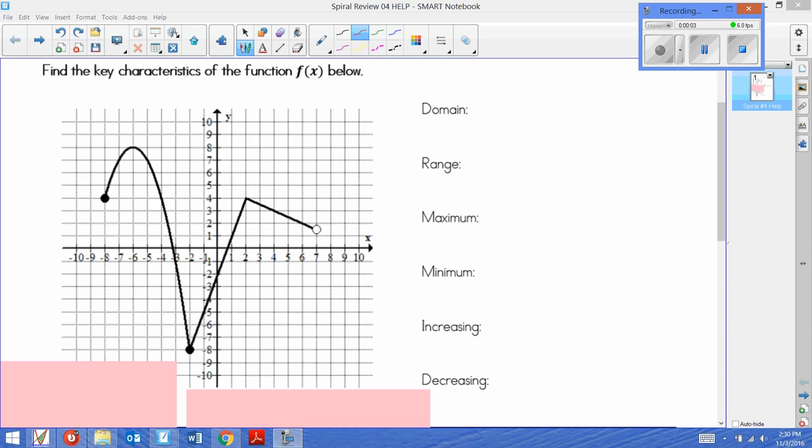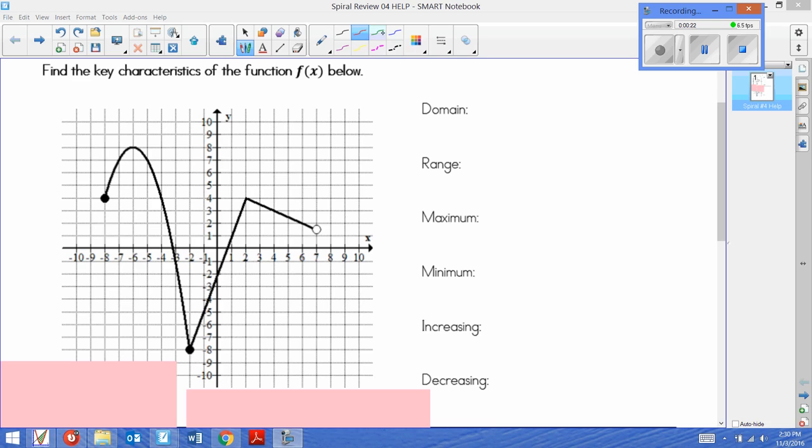In order to find the key characteristics of this function f of x below here, I really want you to have out your 2 post-it notes. And if you don't have 2 post-it notes, 2 pieces of paper will be fine, or you could even take a piece of paper and rip it in half. We just need to use nice clean edges to help us with this task.